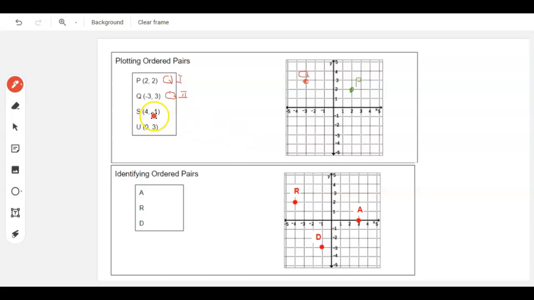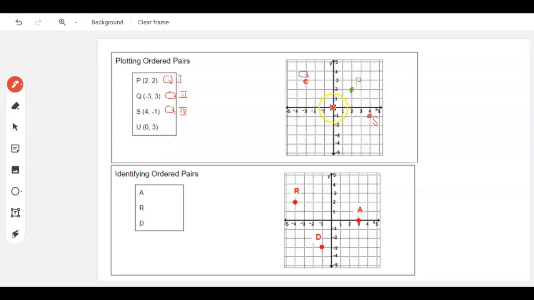Go for it. S, it's positive 4 and negative, so it's going to be down here in quadrant 4. So 1, 2, 3, 4, down 1. It's right there. And remember, I have to label it with an S. It's probably my best S on the computer. And it's quadrant 4. Okay, IV, because those are Roman numerals.